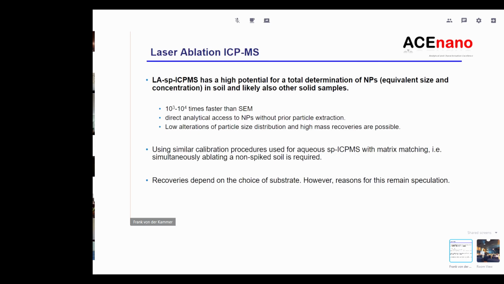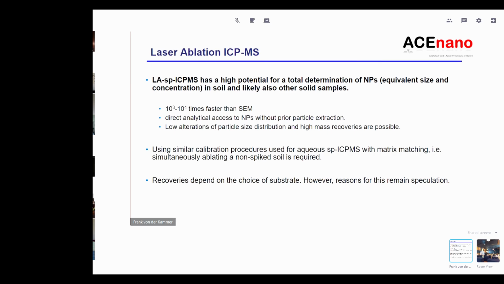This is a technology that is more efficient than the normal extraction of particles with liquids. It is very much faster than just using electron microscopy. It gives us a direct access to the nanoparticles without any further or prior manipulation of the sample. And we also see very low alterations of the particle size, apart from some breakup effects that are obviously visible and still need to be tackled.